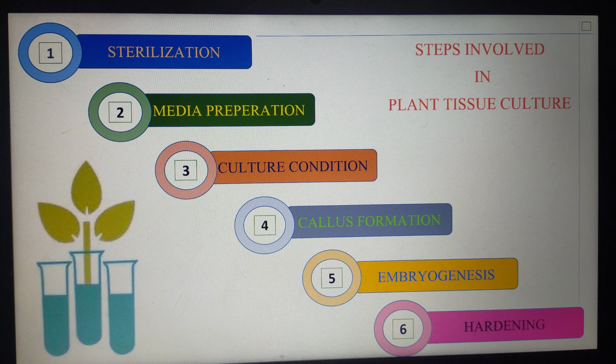So in today's class, we have discussed the different types of equipment and materials which we need in a laboratory for performing plant tissue culture. And we have discussed the steps in plant tissue culture, right?